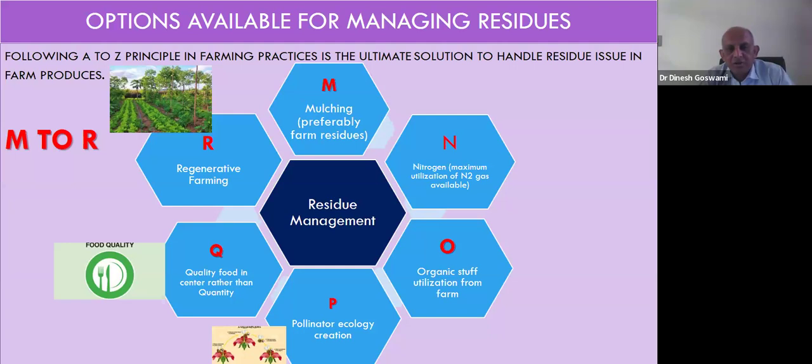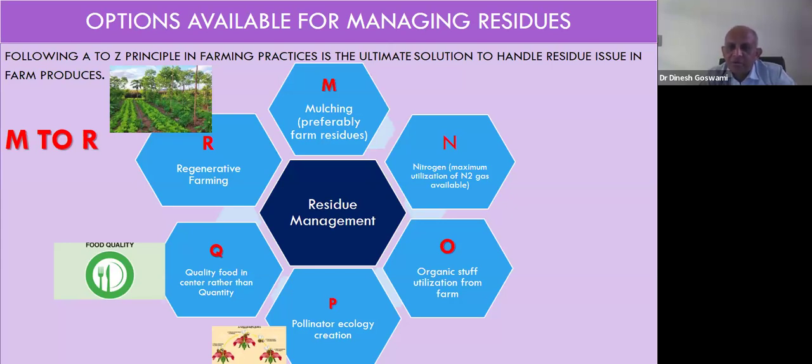So mulching is also one of the major components to manage the residue, because residue comes due to utilization of pesticide. If mulch is used, then there is a reduction in the requirement, because the crop itself becomes healthy. If a healthy crop is there, then there is very little possibility of susceptibility to pests and diseases, and that's why there is a reduction in the consumption of chemical pesticide and fertilizer.